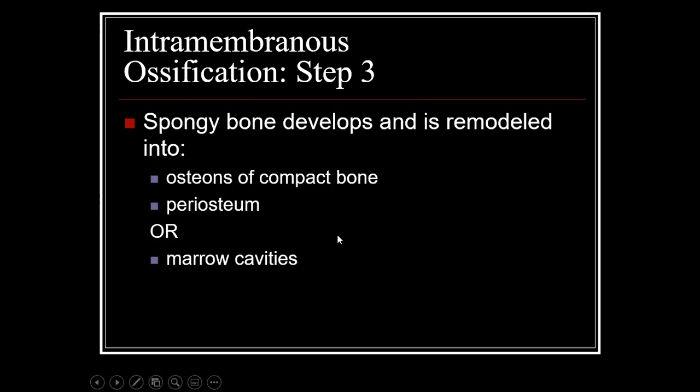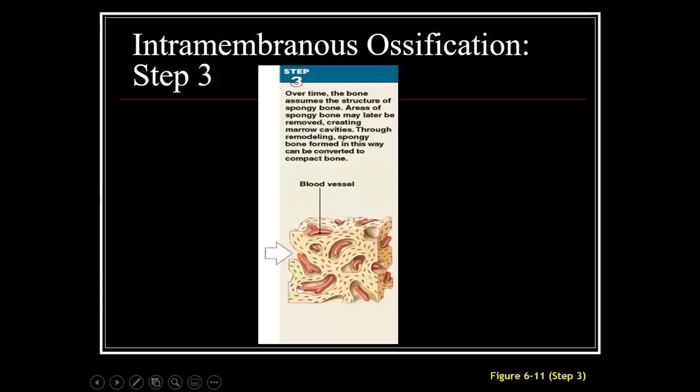Spongy bone develops and is remodeled into osteons of compact bone, periosteums, or marrow cavities. So over time, the bone assumes the structure of spongy bone. Areas of spongy bone may later be removed, creating marrow cavities. So marrow, remember, is where red blood cell production is and or where fat deposits are, depending on if it's red or yellow marrow. Through remodeling, spongy bone formed in this way can be converted to compact bone. And so this would be more of your compact bone structure. See all the blood vessels running through it and everything.